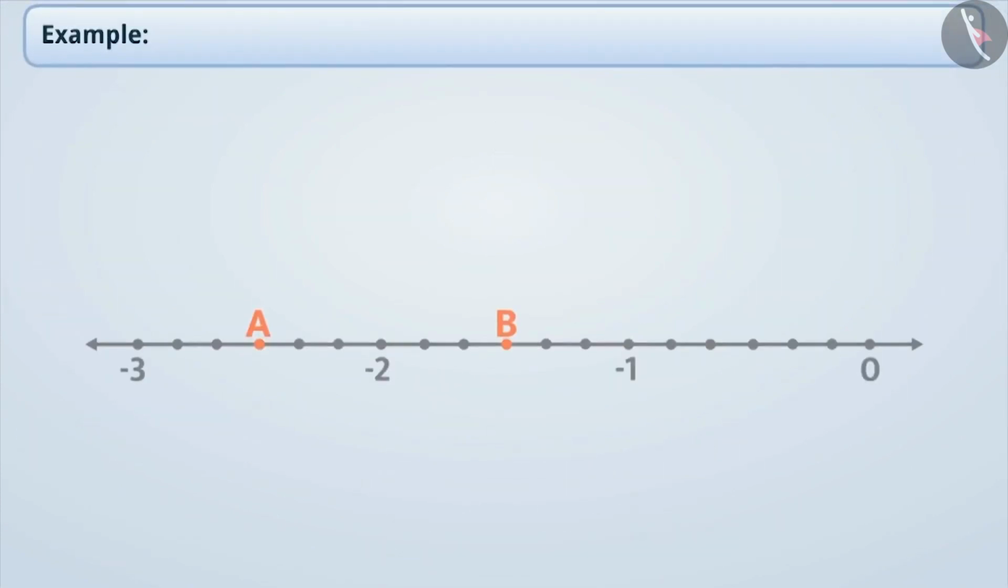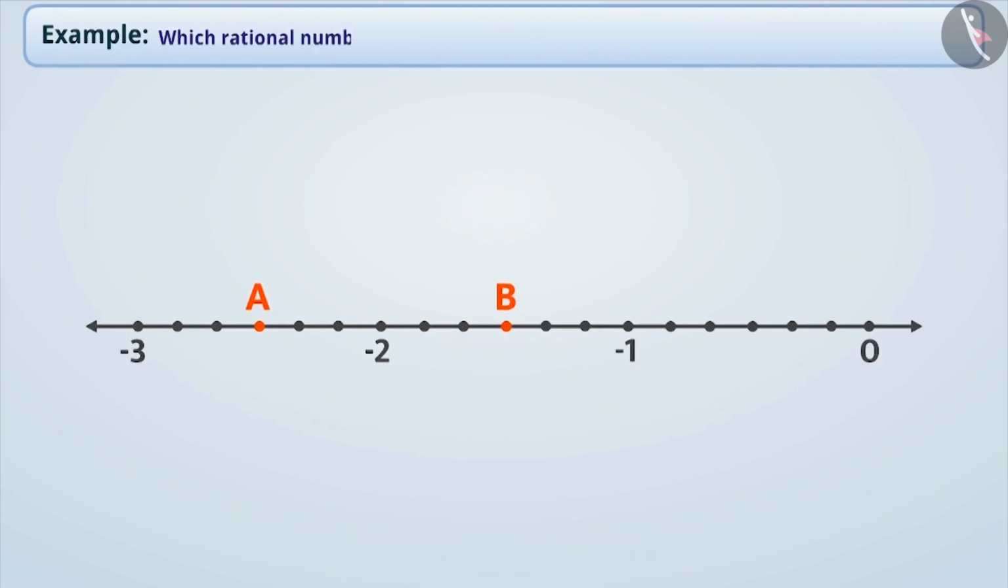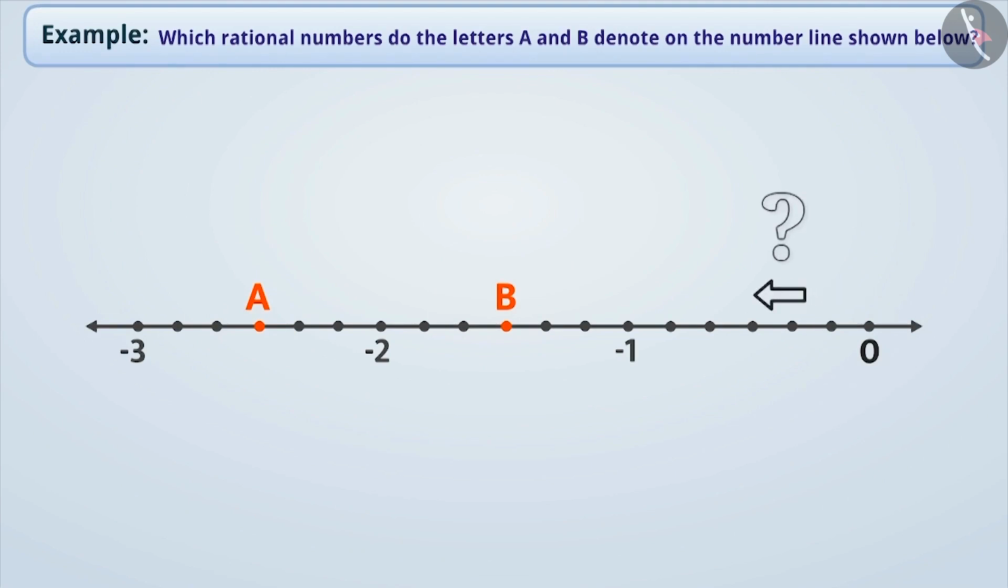Next example. Which rational number do the letters A and B denote on the number line shown below? If we look here, both A and B are to the left of 0. Can you tell me what it shows? Think. Absolutely right. This shows that both A and B are negative rational numbers.